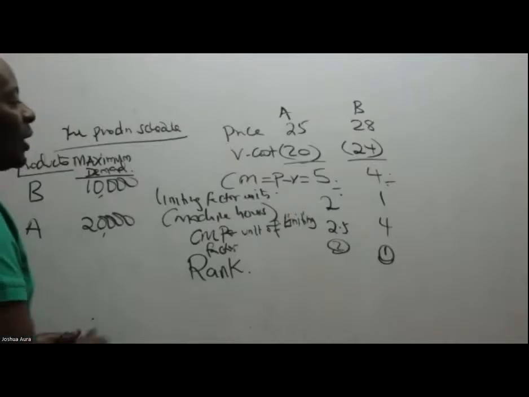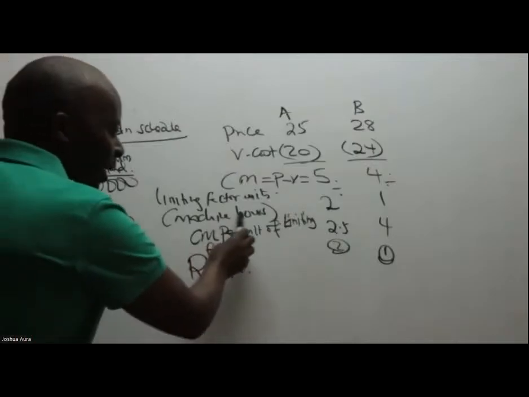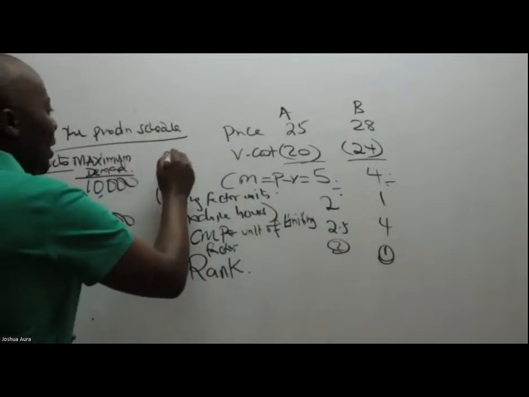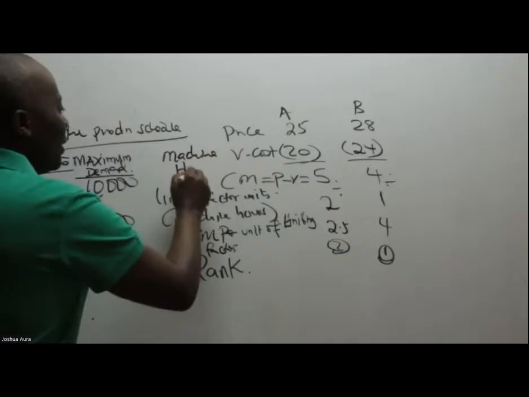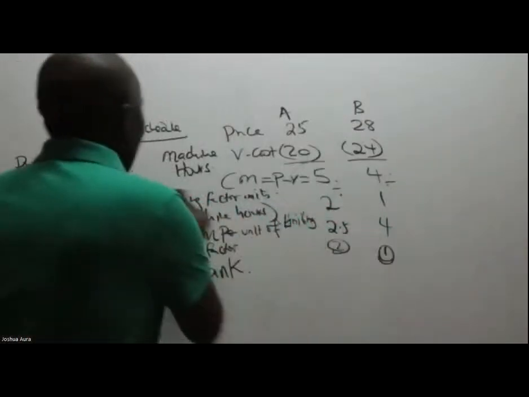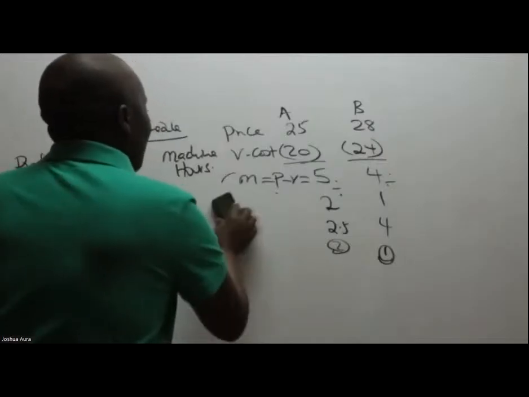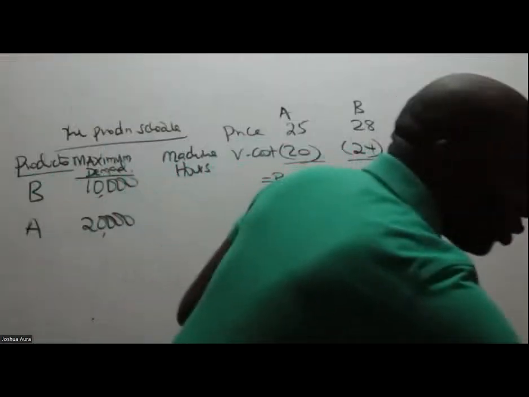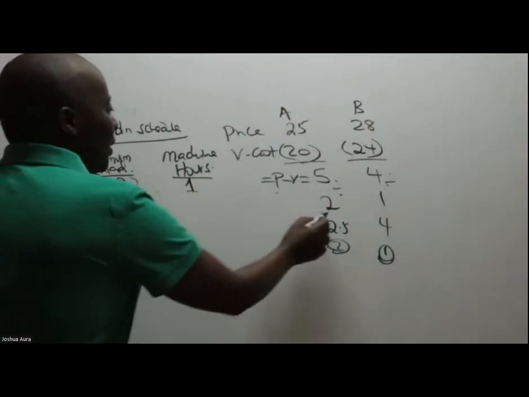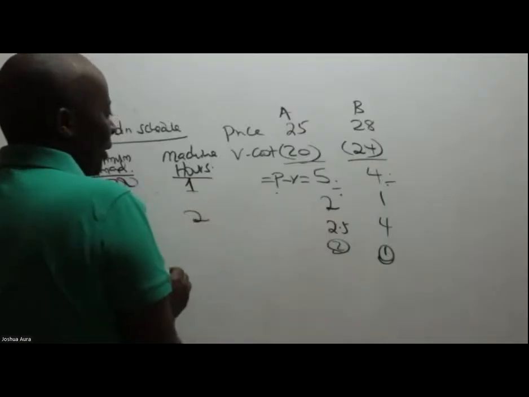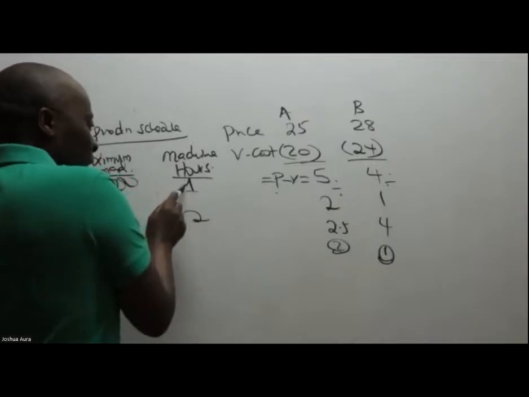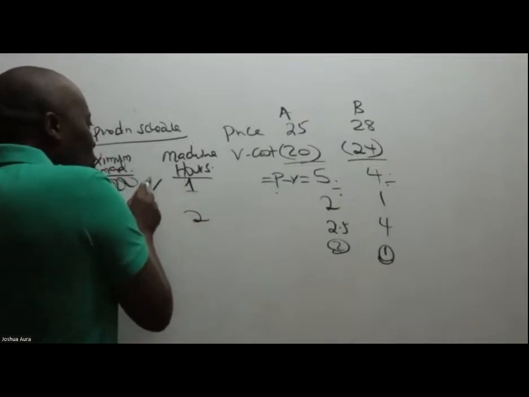So the machine hours, I'll pick them from here. For B, it's 1 machine hour. And then A, machine hours are 2. But now remember that this is per unit. So I would want to get the total.